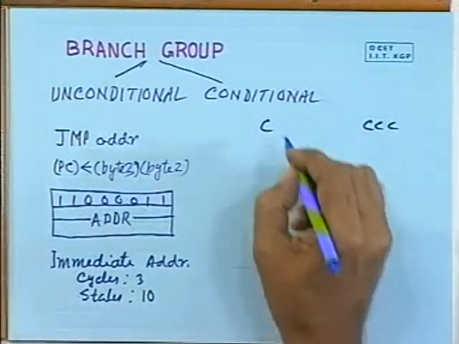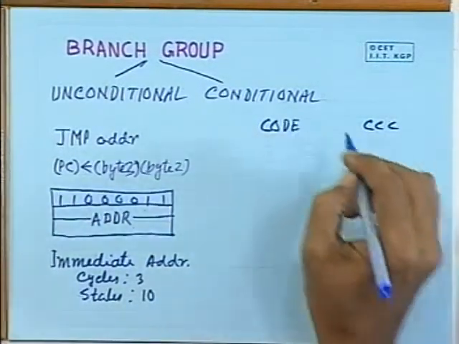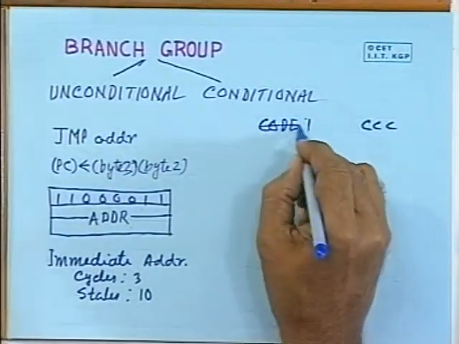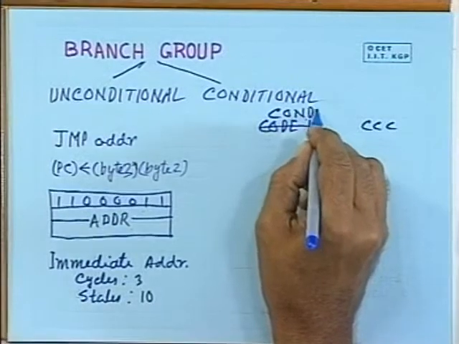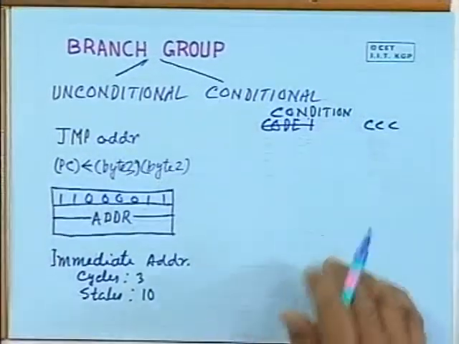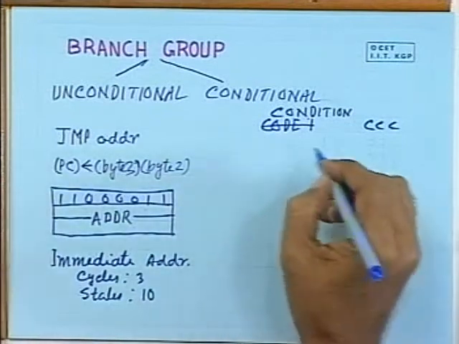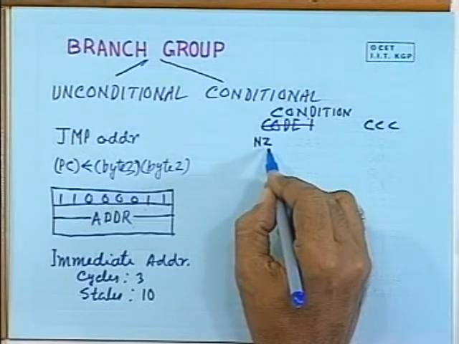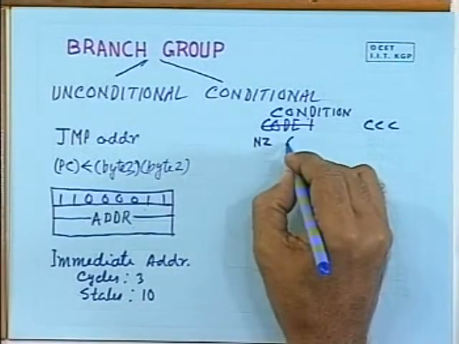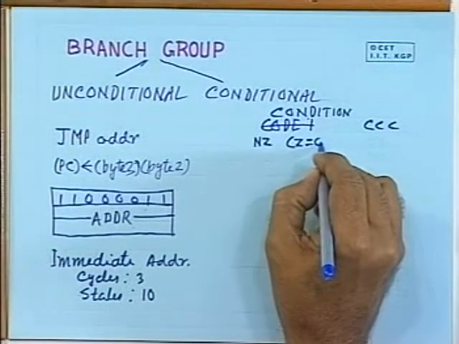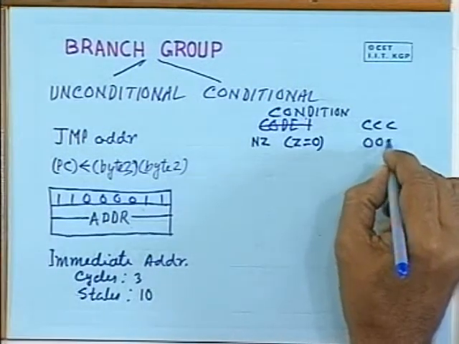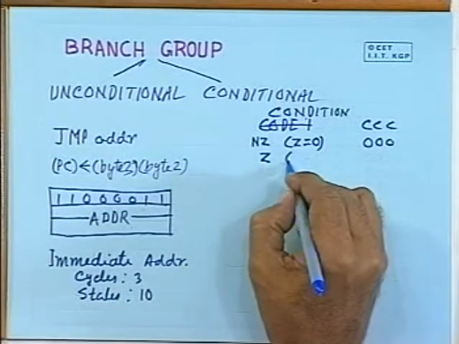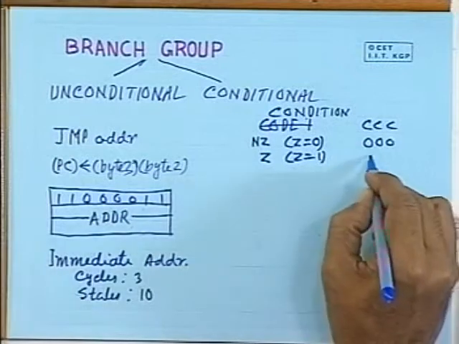So this is the code, or rather you can say this is the condition. Based on this condition, the jump will occur. First one is not 0. Whenever the result of instruction execution is not 0, that means the Z flag bit is not set, and the code is 0, 0, 0. Whenever the Z flag bit is set, then Z is 1 and the corresponding code is 0, 0, 1.